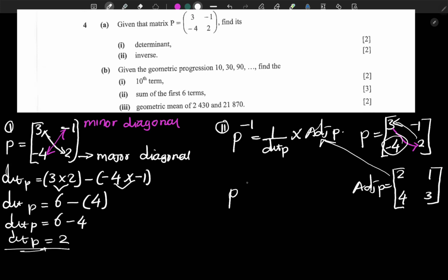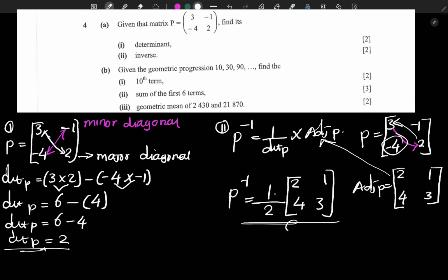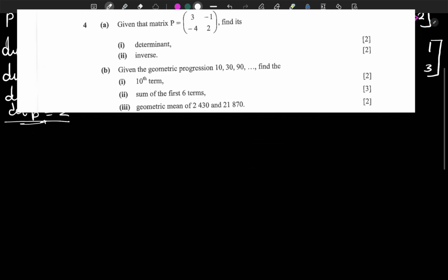So we can say inverse of matrix P is equal to 1 over the determinant is 2 times the adjoint 2, 1, 4 and 3. If you want, you can expand where you multiply 1 over 2 times every entry in our given matrix, but even at this point the answer is still correct. We can now move on to question B.